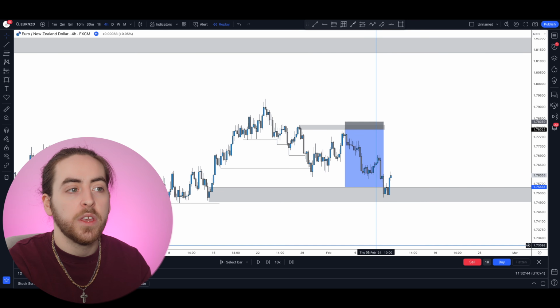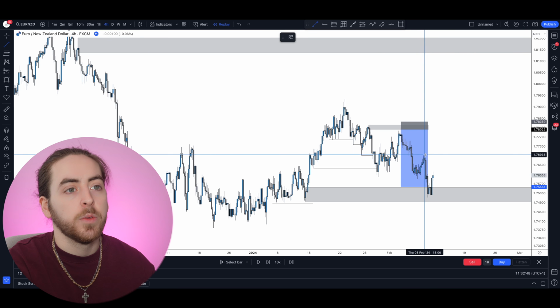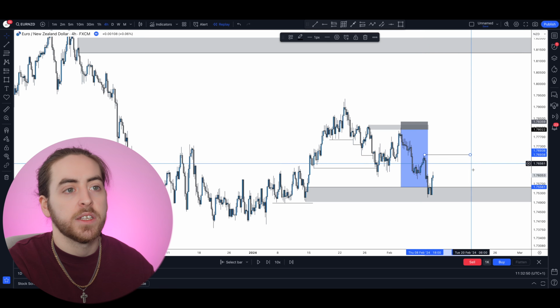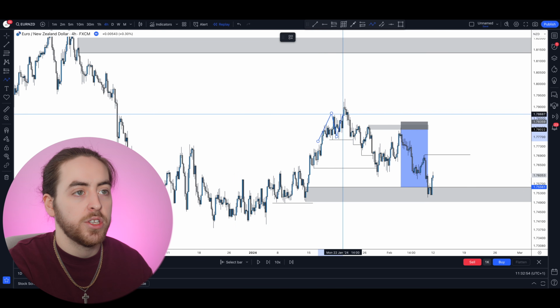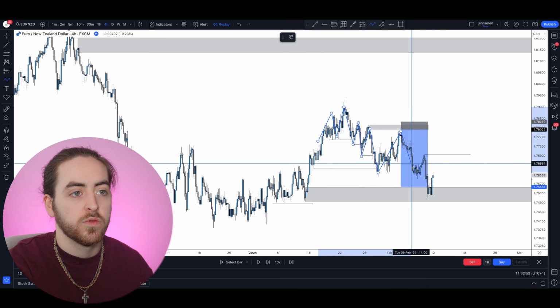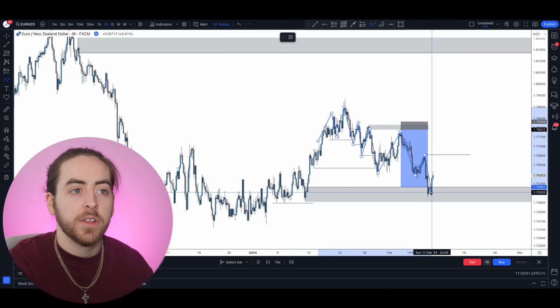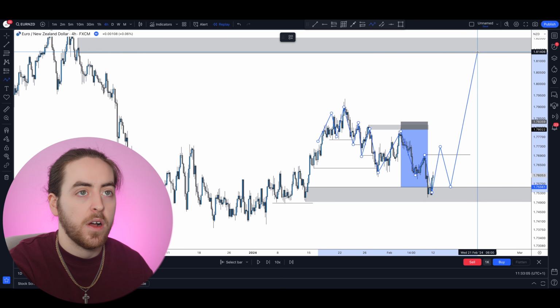So now we could look for buying opportunities in line with this trend. And in order to see that, we would want to see body closures above this level to change the trend. So just to break down the trend for you, we've got the shift here. Then we have this downtrend formulation through here. And now we're in this area. So if we could break and close above here, we could look for buys to go higher.